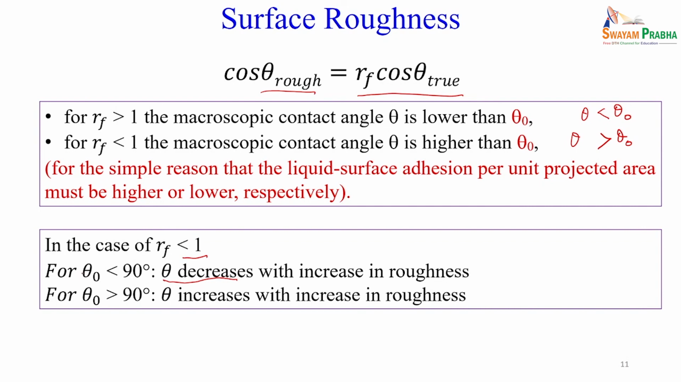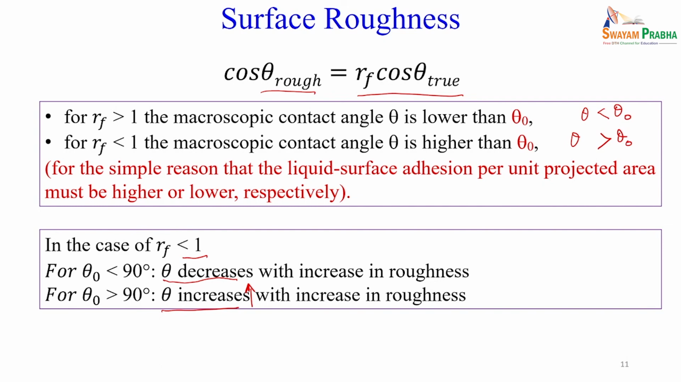But if your initial contact angle is more than 90, then your contact angle will increase with increase in the roughness. So, what it says is, if it is a hydrophilic surface, if you increase the roughness, it will become more hydrophilic, but if it is a hydrophobic surface, if you increase the roughness, it becomes more hydrophobic.